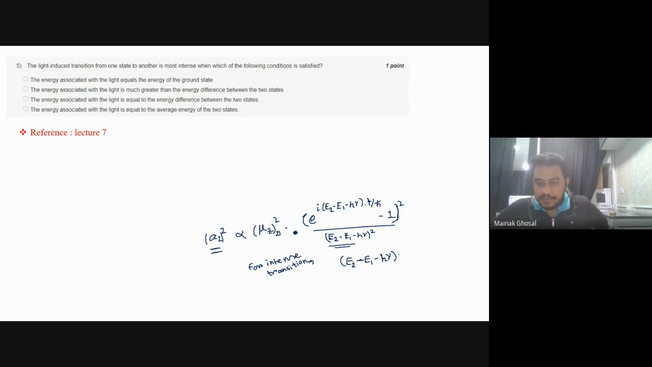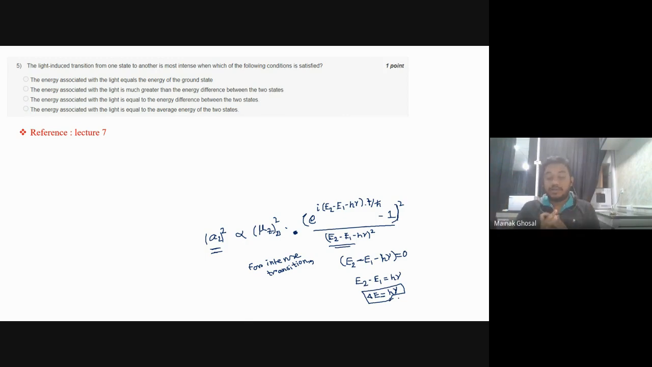So what will be its lowest value? It cannot be less than 0. Okay. So its lowest value will be equal to 0, which gives the maximum value. That means E2 minus E1 will be equal to h nu. So this delta E is equal to h nu. Okay. So this is the condition under which you will get the most intense emission.